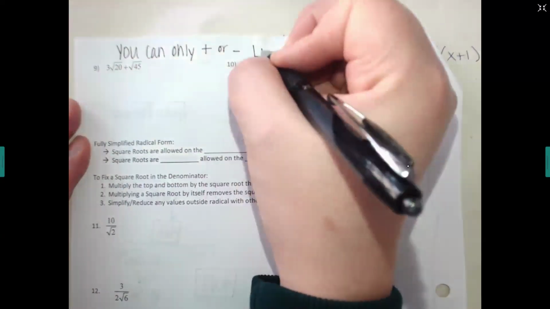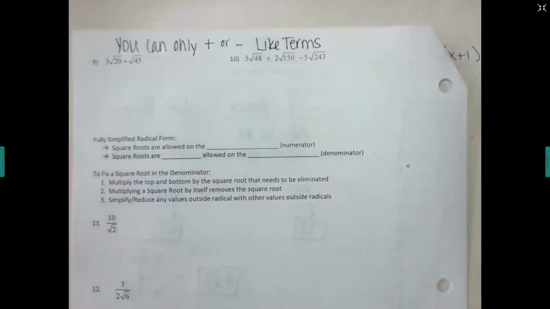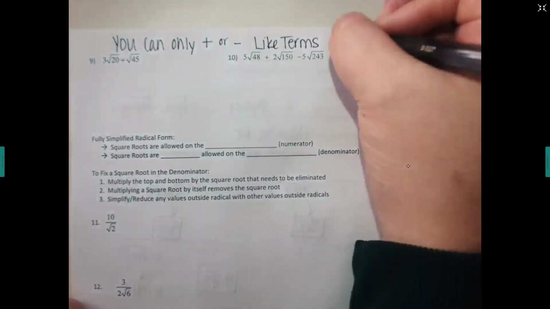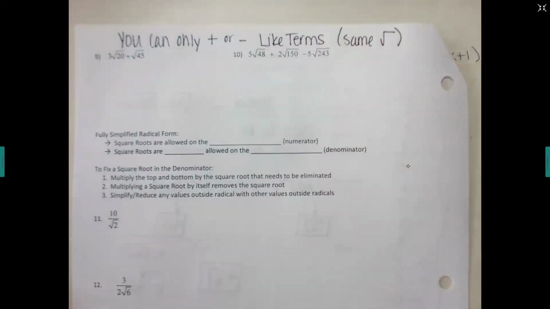Okay, you can only add and subtract like terms. Okay, and what I mean by like terms is that the number inside the square root has to match. So I'm gonna put same square root. So for example, when I initially look at number 9, a root 20 and a root 45, I can add those. But if they can simplify, they might simplify to the same type that then you could add them up.